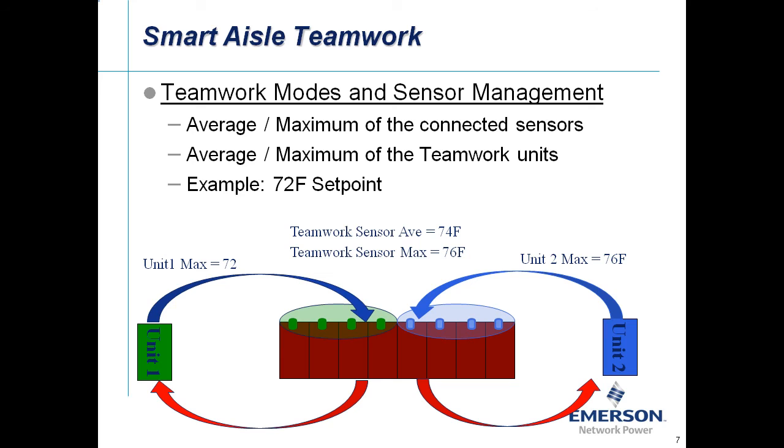So in addition to separating the airflow and heat rejection to match the IT equipment, this new teamwork mode also manages the remote sensor network between units, which can be changed based on your specific application. This is accomplished by allowing each unit to monitor the whole remote sensor network while only using a specific number of the hottest sensors for control.